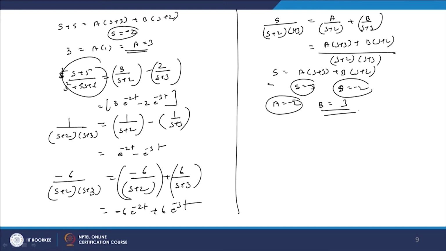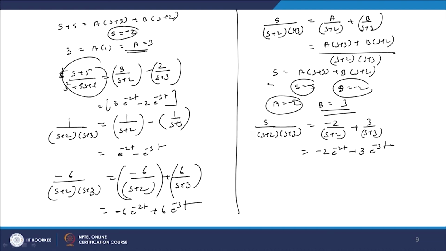Therefore, s divided by (s plus 2)(s plus 3) can be written as minus 2 divided by (s plus 2) plus 3 divided by (s plus 3). If you take the inverse Laplace transform of this, we get minus 2 e raised to minus 2t plus 3 e raised to minus 3t.